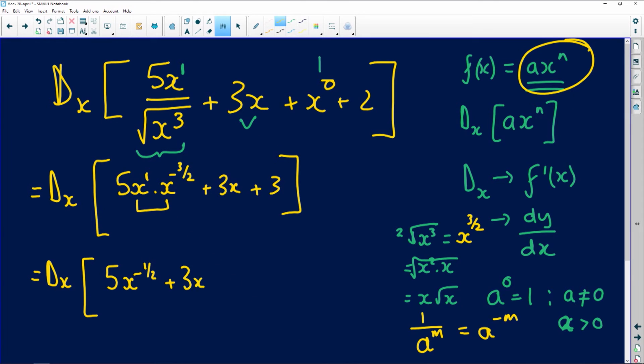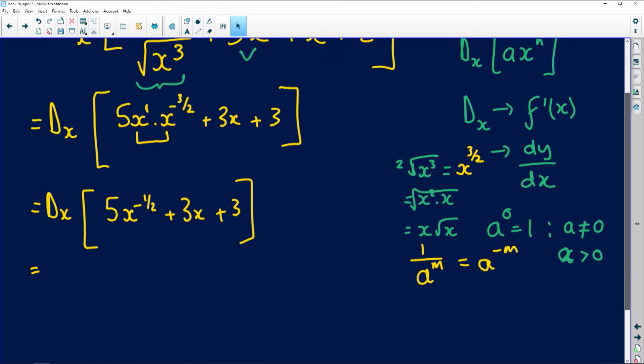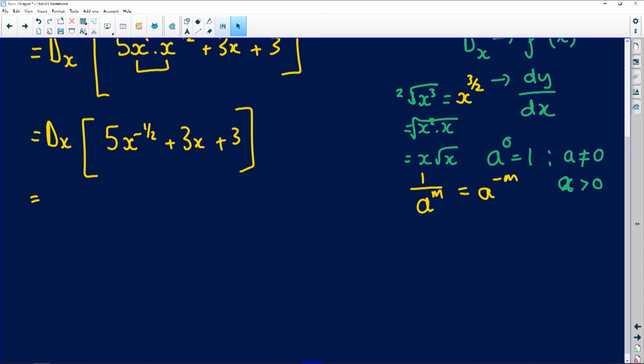So we've got plus 3x left and plus 3, and now we're going to differentiate what is inside of that bracket. So, remember what I said? If we differentiate, we can drop the notation. Now, the derivative of 5x to the minus a half. I'm doing it on the side here, just to explain what's happening there.